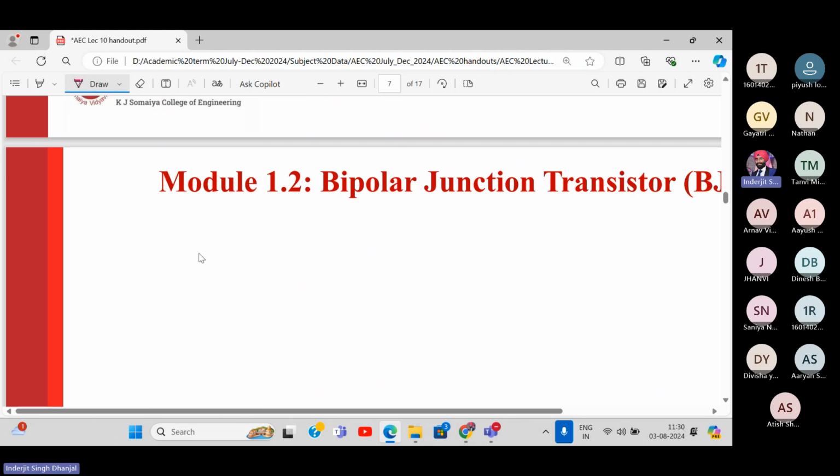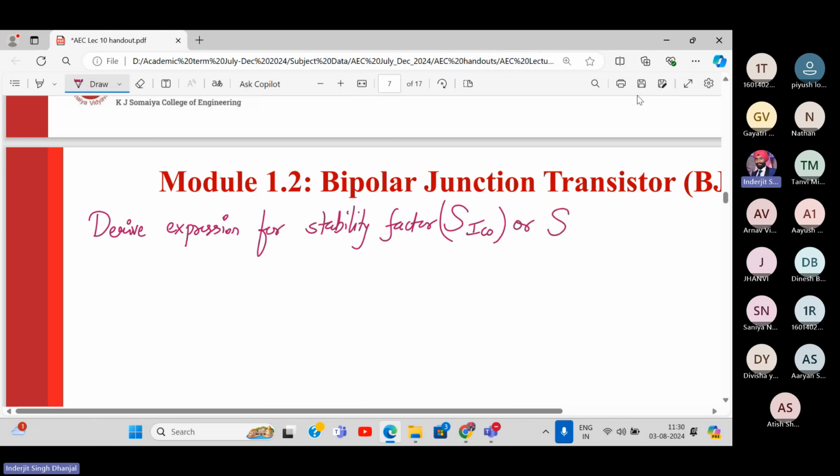So write down the question: derive the expression for stability factor SICO or just S.